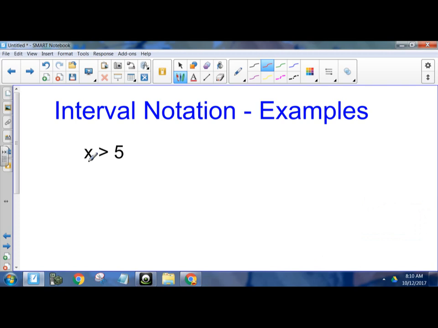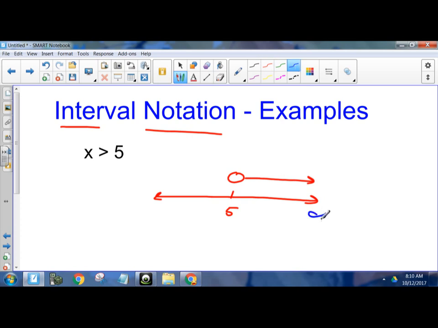Let's take a look at the following set. X is greater than 5. Before I write something in interval notation, I usually like to graph the set first, okay? So if I were to graph the set greater than 5, I would put 5 on my number line. I have an open circle because it is not "or equal to," and I shade in the right direction because I'm talking about numbers larger than 5, okay? If I Schachterize my number line, I put positive infinity here and negative infinity here.